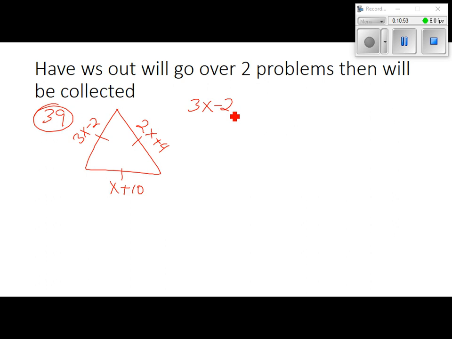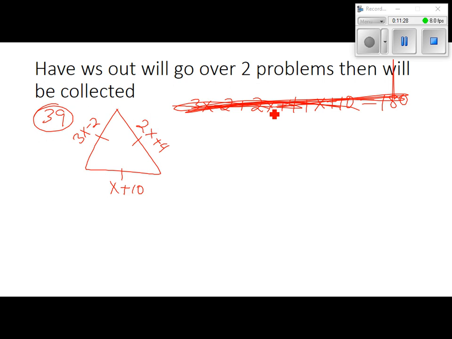3x minus 2 plus 2x plus 4 plus x plus 10 equals 180. Why won't that equation work? Because you're not dealing with angles. It's a very common mistake that I see a lot where they give you three expressions like this, and you say, oh, it's a triangle, so it's got to add up to 180. The angles have to add up to 180, not the sides. So don't do that. Now, what equation could we set up?